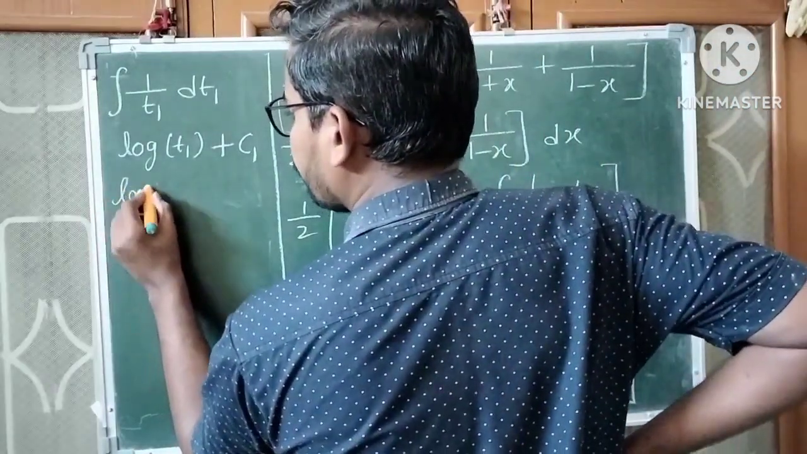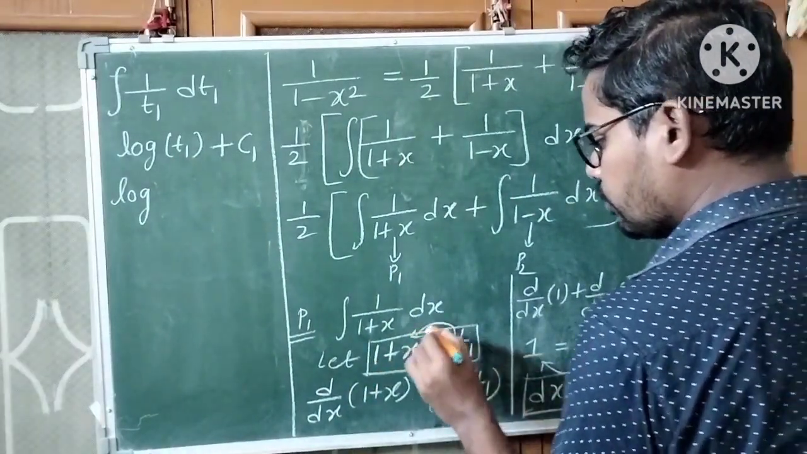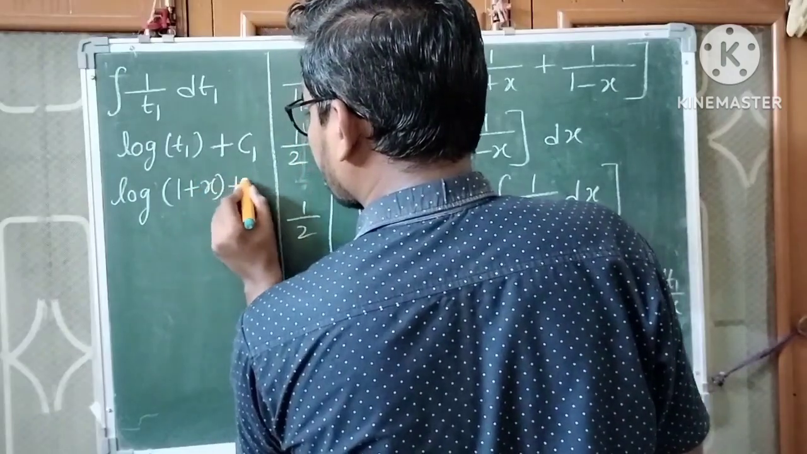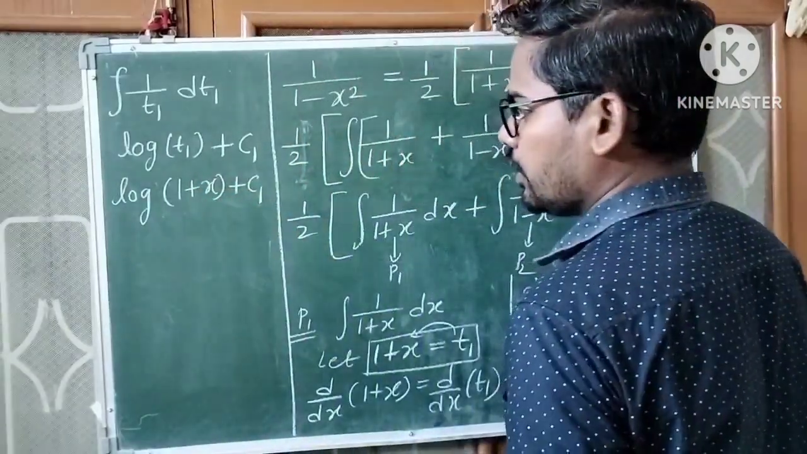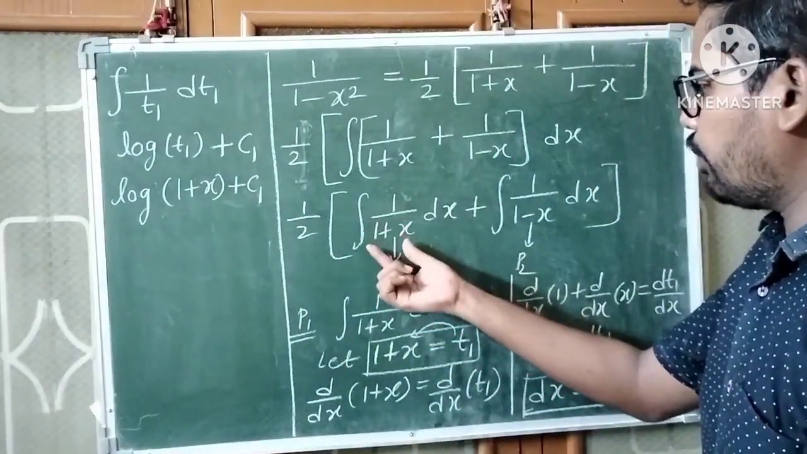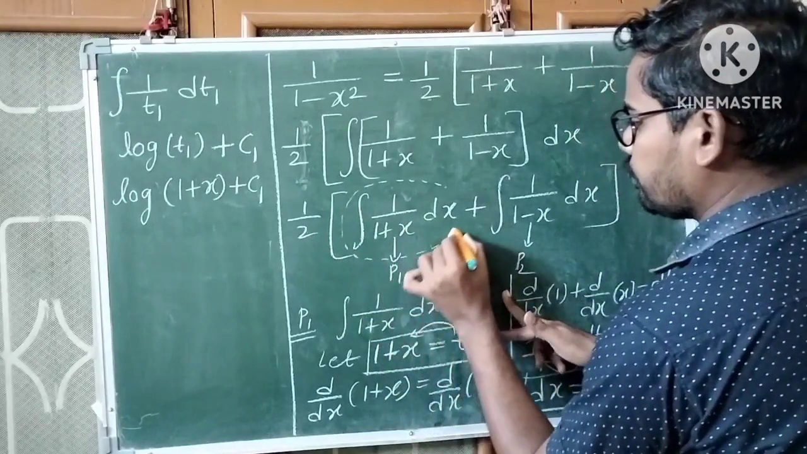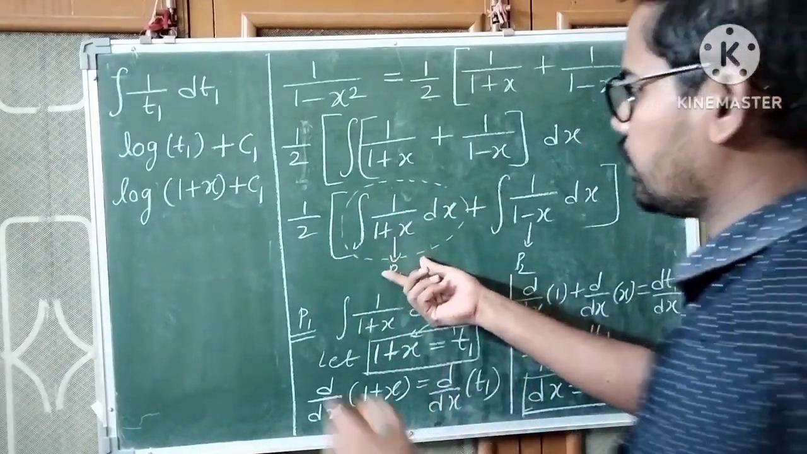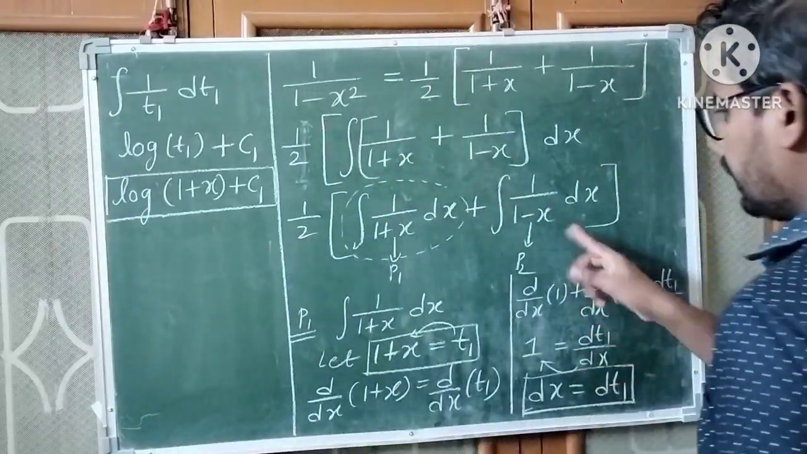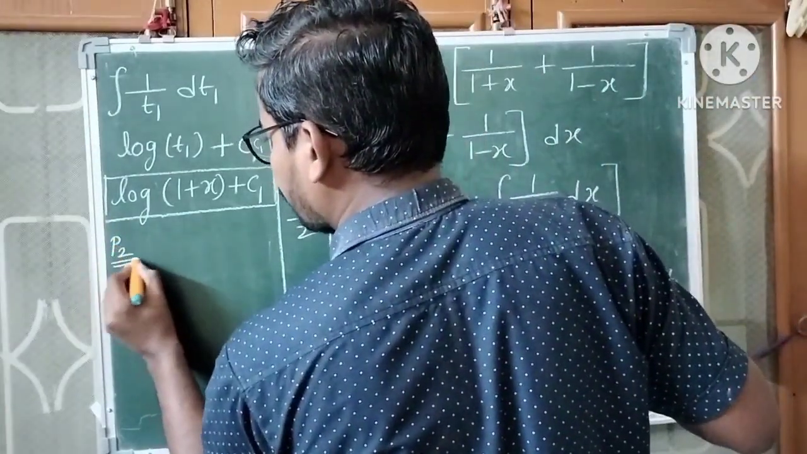So what is the actual expression for t1? t1 is equal to 1 plus x. Replace t1 by 1 plus x. So log of 1 plus x plus c1. Therefore integral of 1 by 1 plus x dx is log of 1 plus x plus c1. Now part 2, part 1 completed.